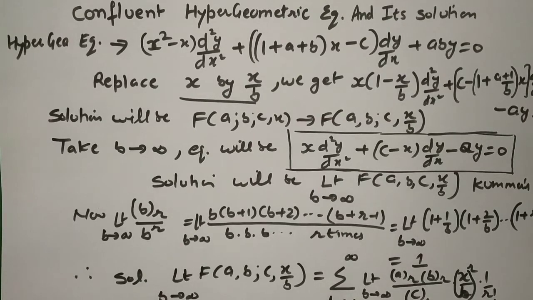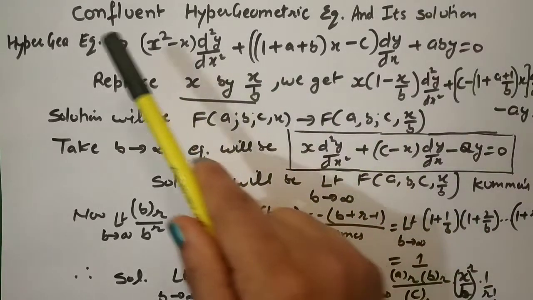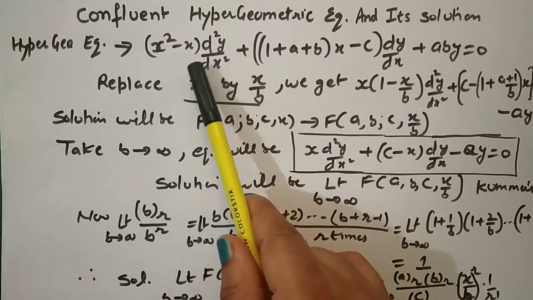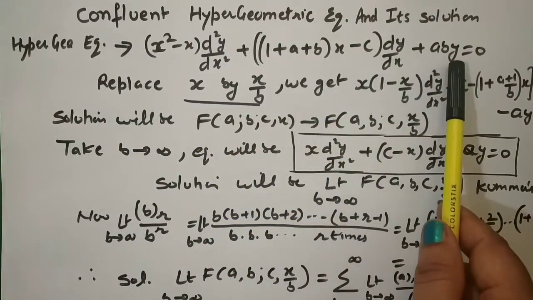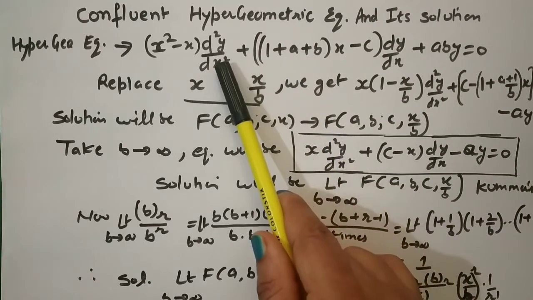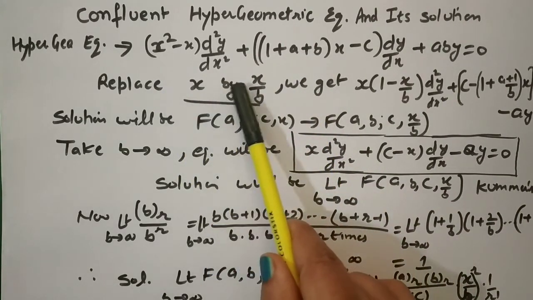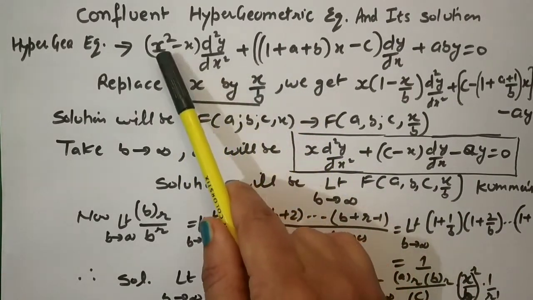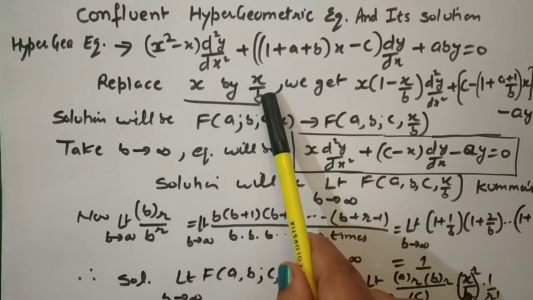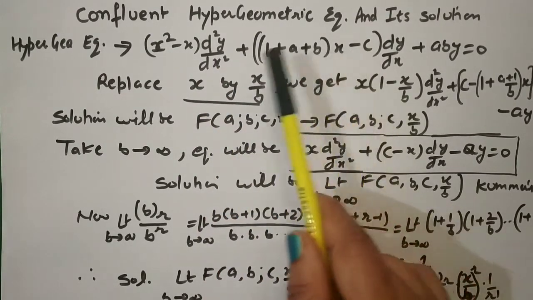Hello students. So the next topic of hypergeometric function is the confluent hypergeometric equation and its solution. The hypergeometric equation we have already done is this. In this equation, we replace x by x upon b. Wherever there is x, you have to write x upon b in place of x.